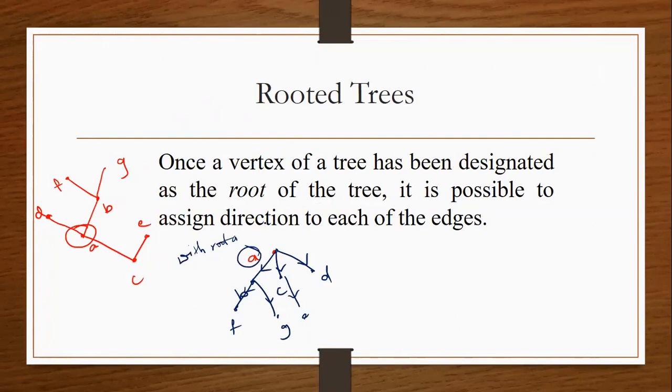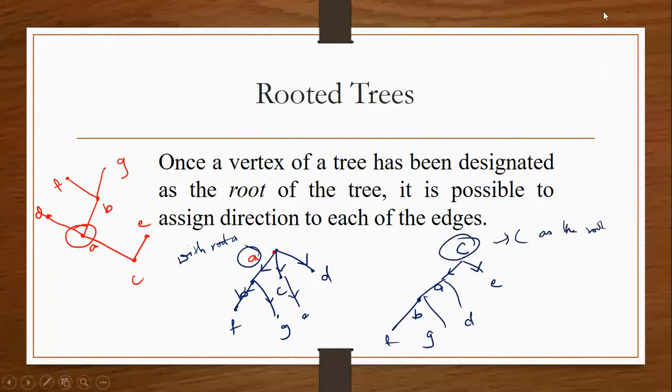Suppose I am selecting the root as C, then what will happen? From C I have 2 children, A and E. I can give the downward direction. Then from A again I have 2 children, B and D. From B I have children F and G. Okay, so this is a tree when I have C as the root.